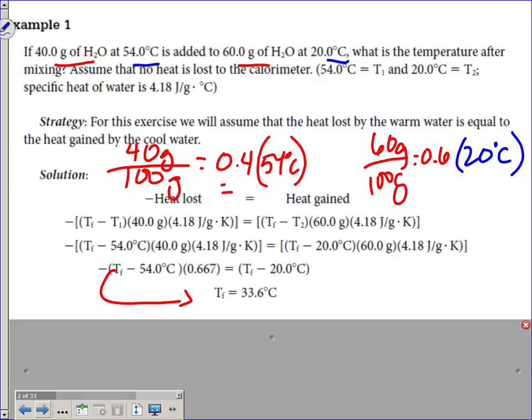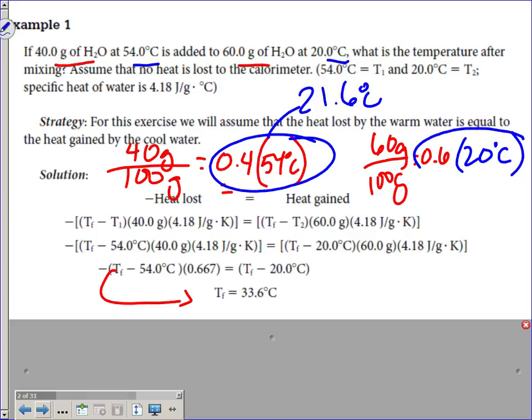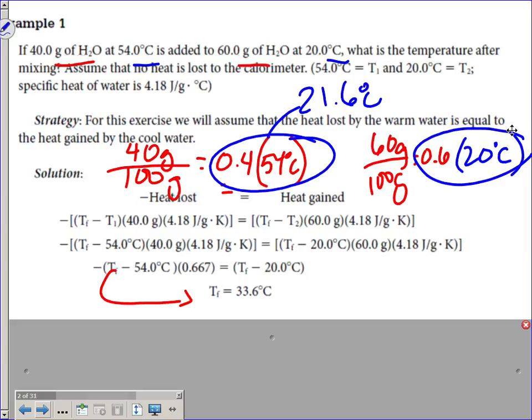So if we totally wipe out the C value, it helps us. And if we totally wipe out the masses and make them ratios instead, I think it helps us. So 0.4 times 54, say again, 21.6 degrees Celsius, plus, you can do this in your head, 0.6 times 20, 12. So 21.6 plus 12 is 33.6. I think this is a much easier process than this one, but this is a lot more chemistry sane than this one is. But think about how you're going to expedite your process on mental math.